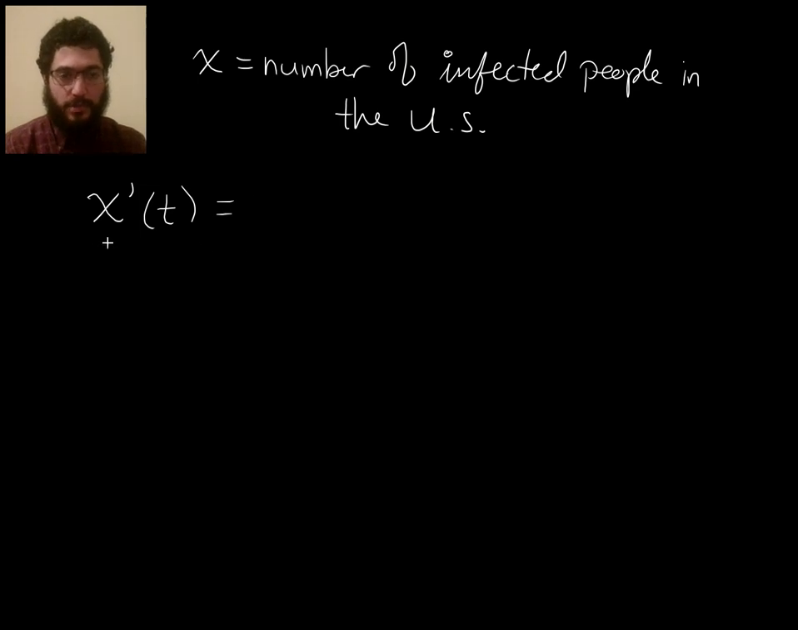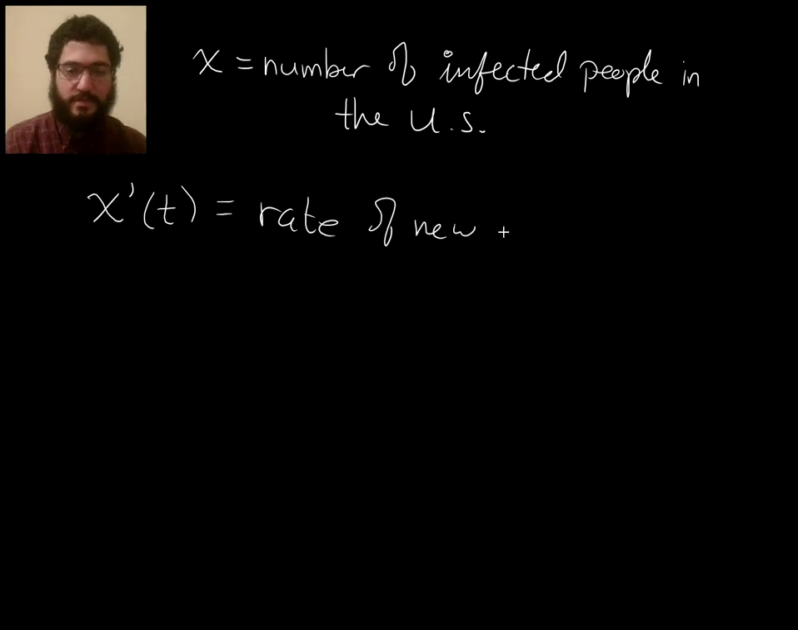Now, what should x prime of t, the time derivative of x, what would that represent? If t is time, say, in days, then this would be the infection rate in days, how many new people are getting infected per day. So this is the rate of new infections.